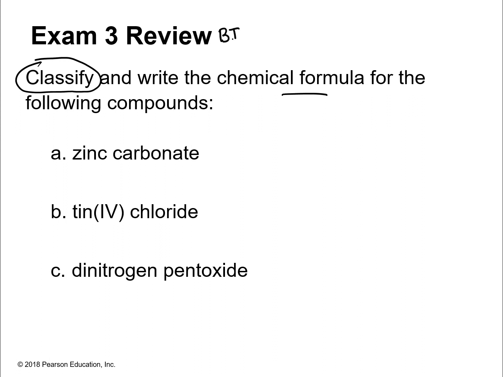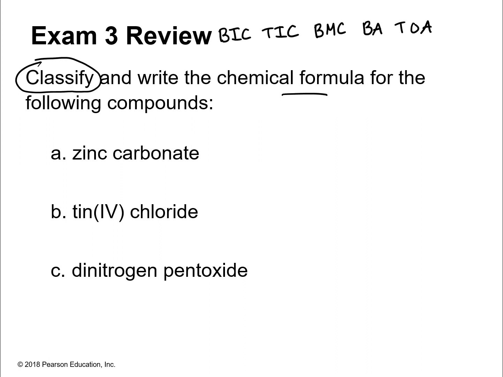So there's binary ionic compounds, ternary ionic, binary molecular compounds, binary acids, and ternary oxyacids. So those are all the choices for classifying. Classify, write the chemical formula for these 3 compounds. I'll check in about 2 minutes.